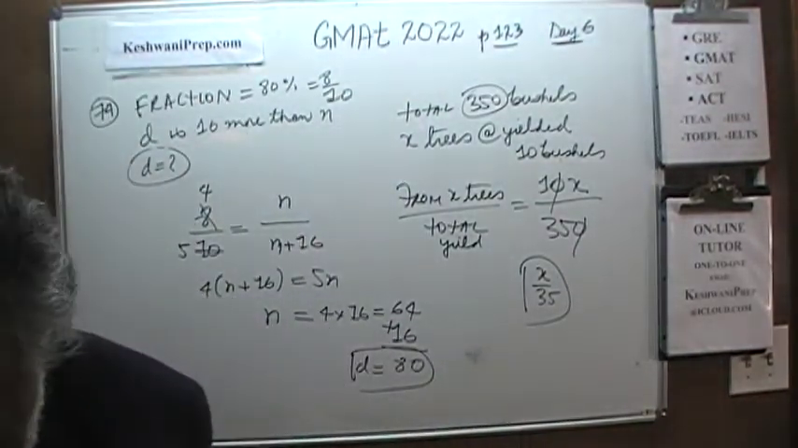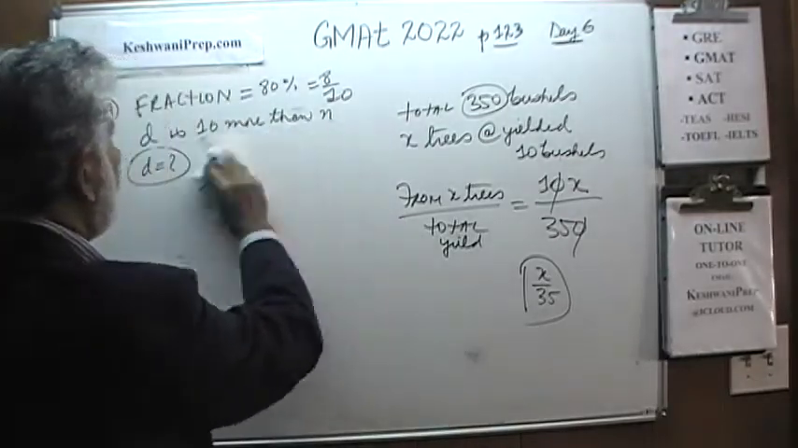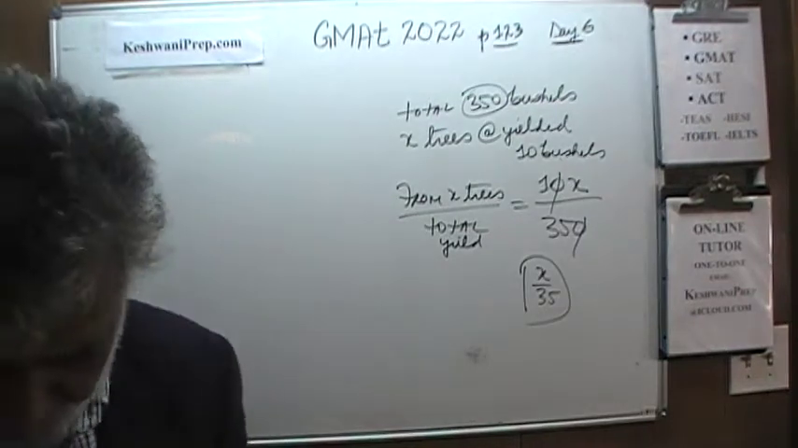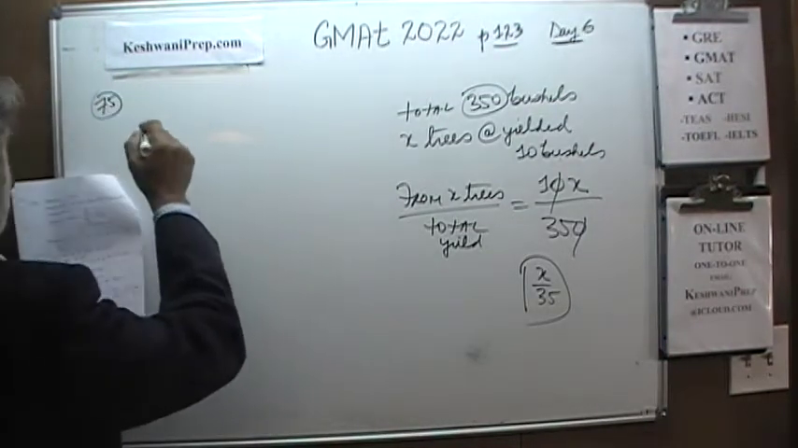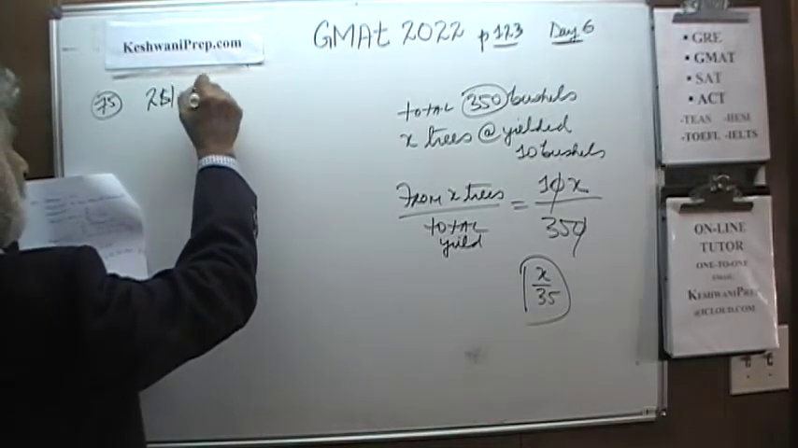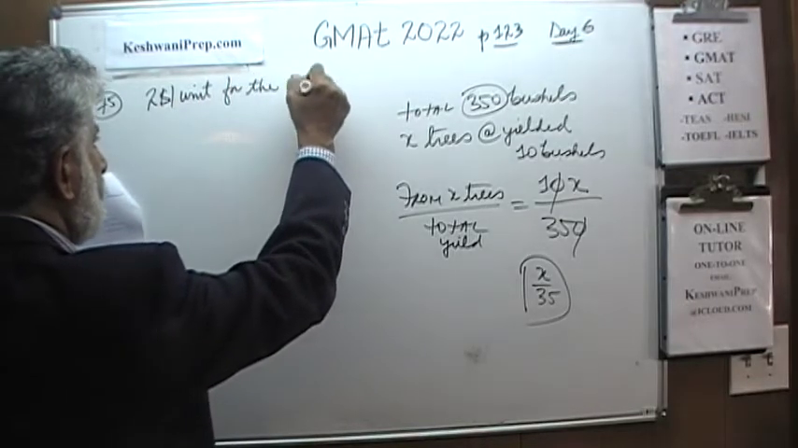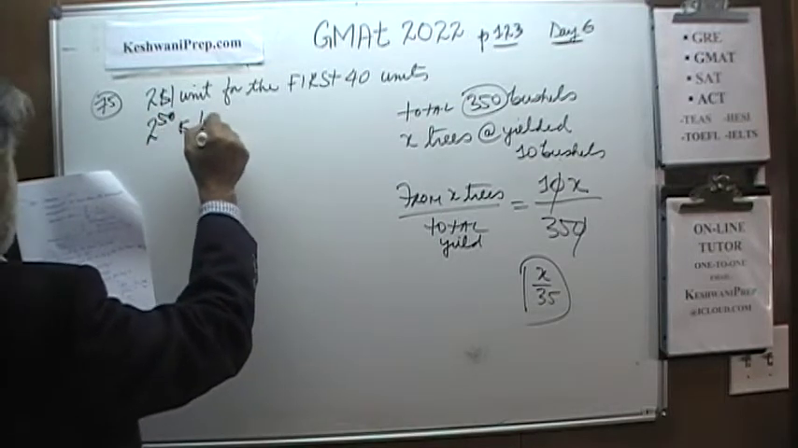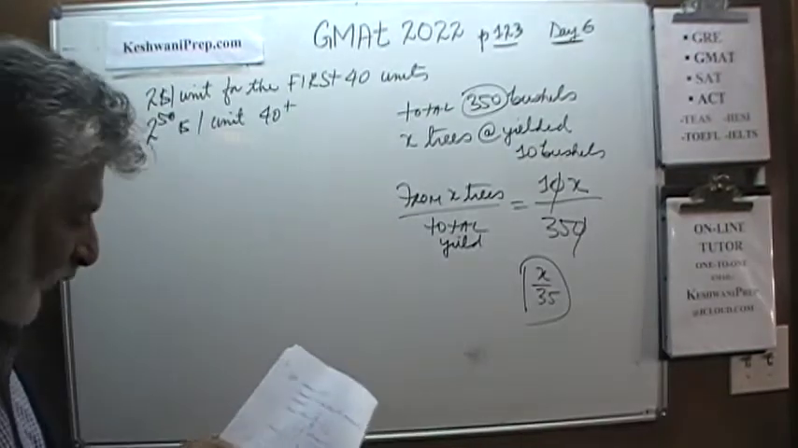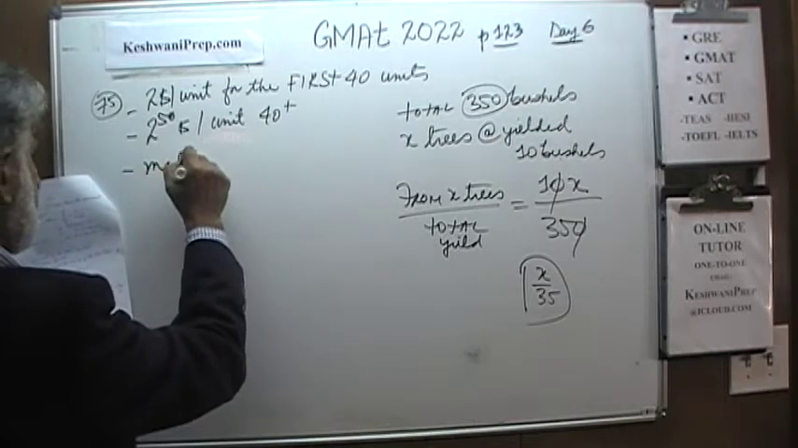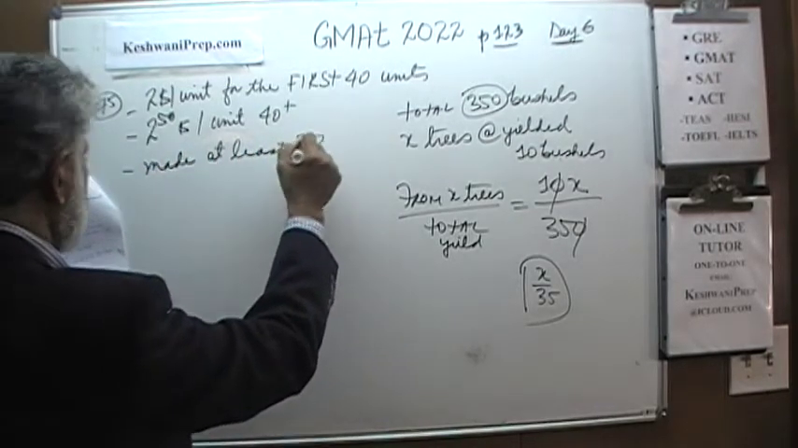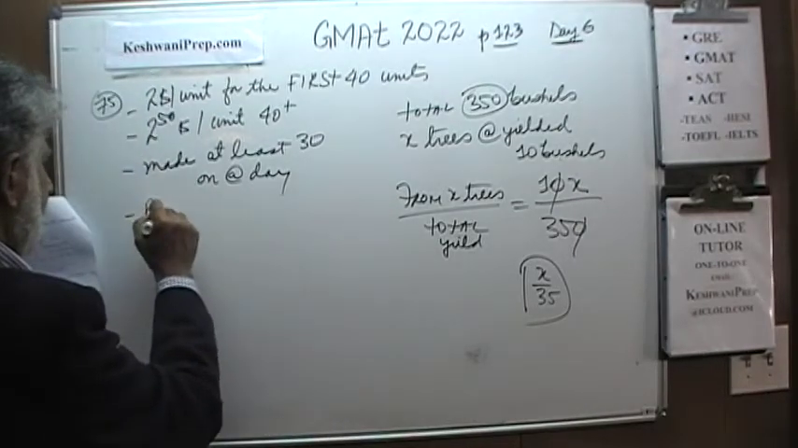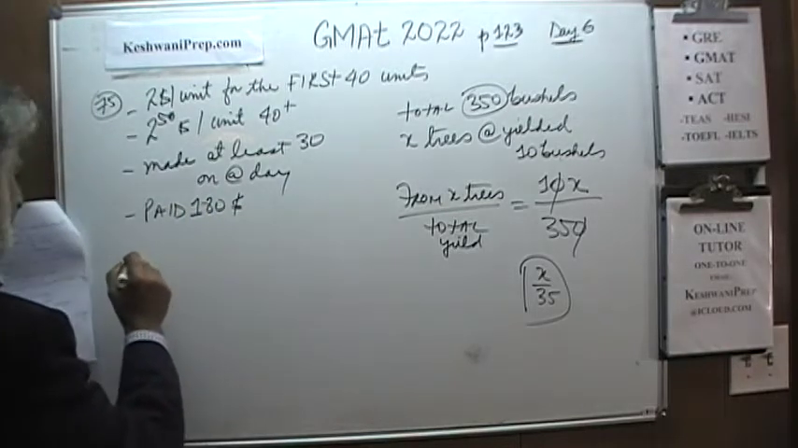Number 75. Number 75, we are told that we're going to earn $2 per unit for the first 40 units. Then we're going to make $2.50 per unit for anything that we make over 40. We are told that we made at least 30 on each day. We're going to work 2 days. And for the 2 days, we are paid $180. What's the maximum possible?